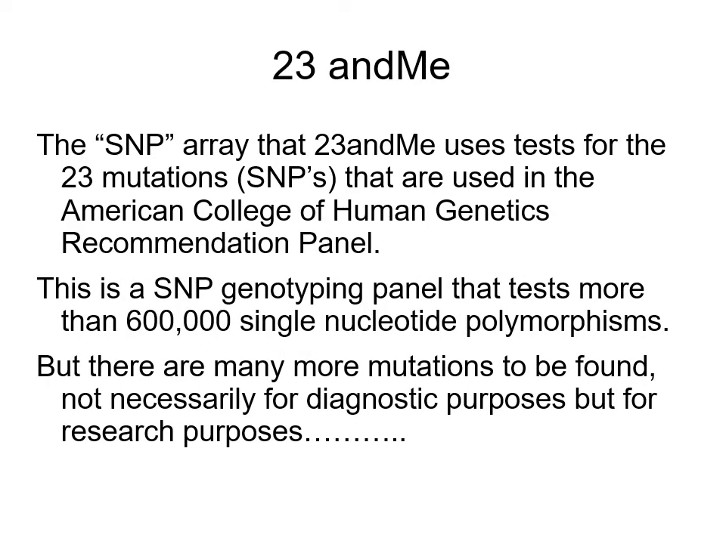Okay, in fact, the 23andMe microarray actually does include 23 of these mutations that are recommended by these people. That's the SNP genotyping panel, which tests more than 600,000 different single nucleotide polymorphisms, but these 23 SNPs are actually among those. There are many more mutations that are not represented, however.